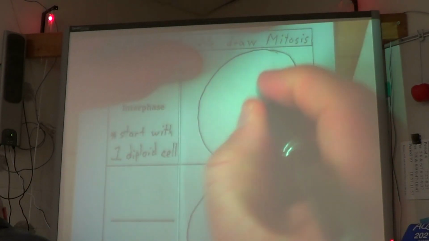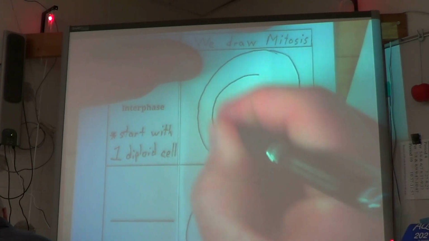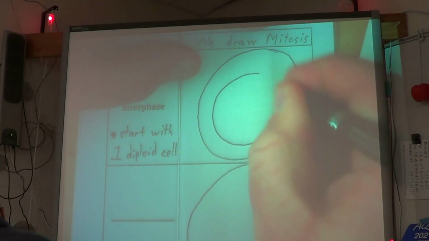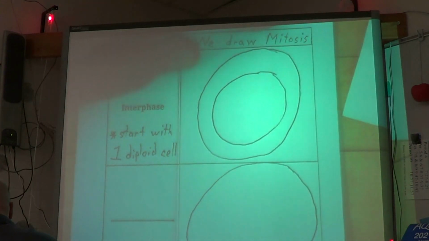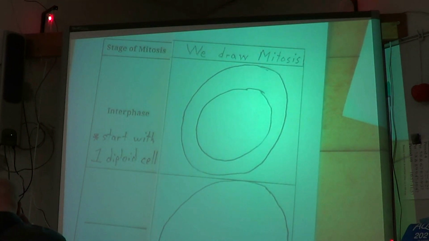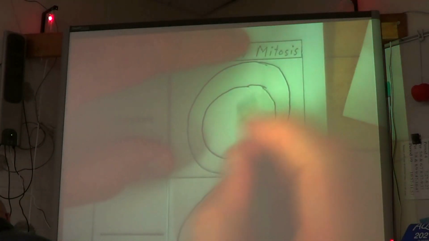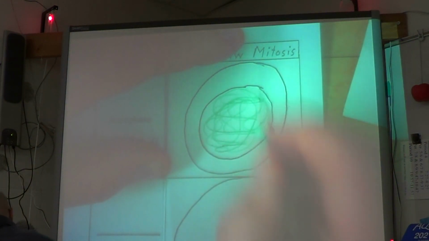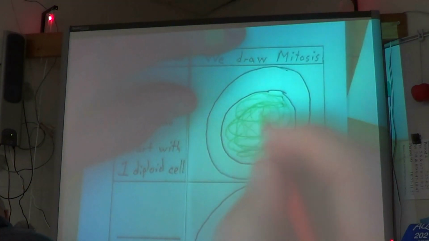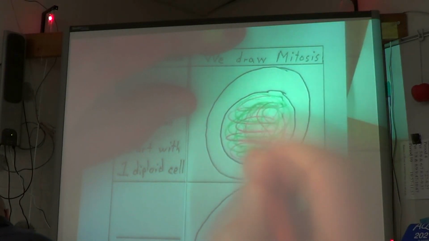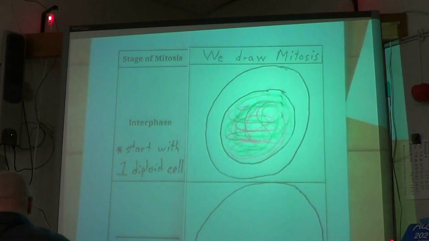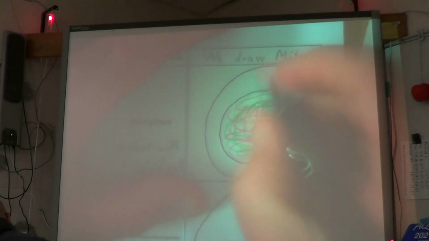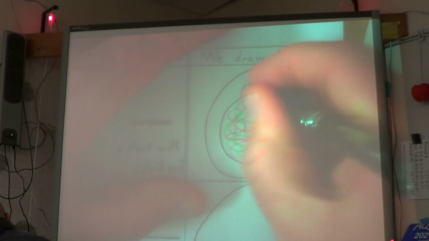So really important things that we draw. I'll draw a nucleus on this thing. And we draw DNA in the form of chromatin, which we can easily just make some squiggly lines and say, hey, look, it's in the chromatin form. Very big picture. We start with one diploid cell, and we end up with how many? 2, and are they haploid or diploid cells?